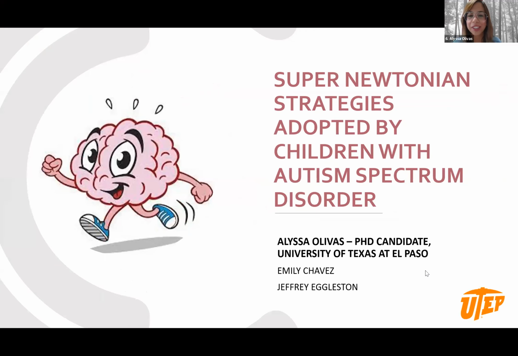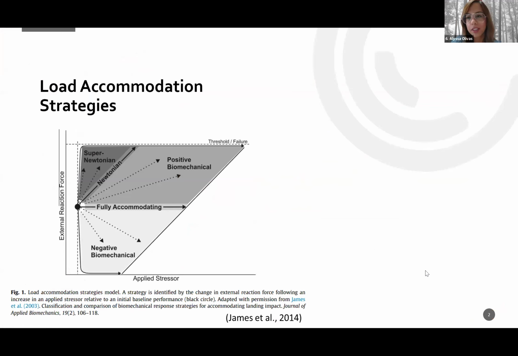Okay, hello everyone. My name is Alyssa Olivas and I am a PhD candidate from the University of Texas at El Paso. So today I'm going to be talking about strategies, and a strategy is considered a neuromuscular solution for the performance of a motor task. And this is usually unique for individuals depending on their experience and their independent morphologies.